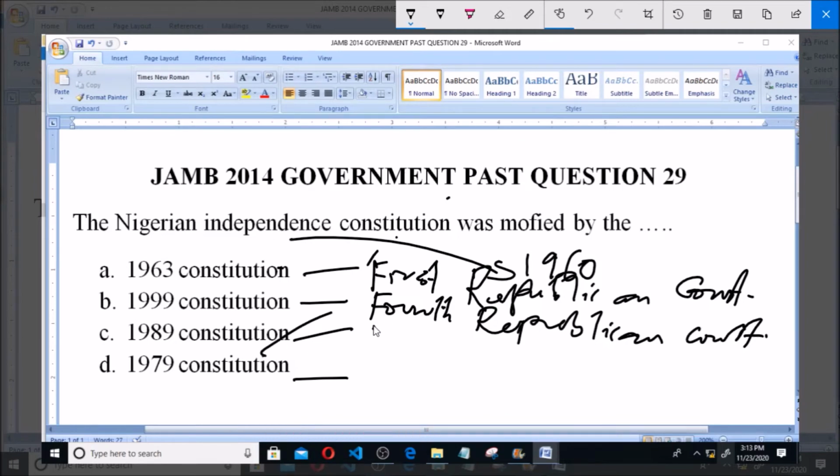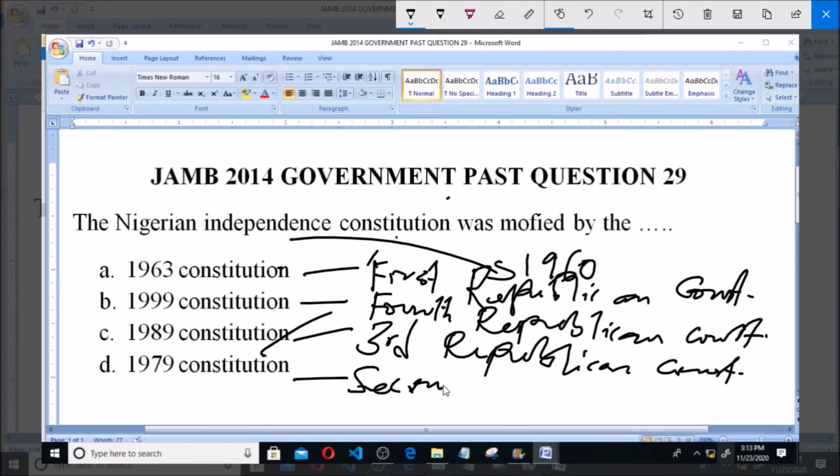And what happened in 1989 is what we call the Third Republican Constitution. The 1979 happened to be the Second Republican Constitution.